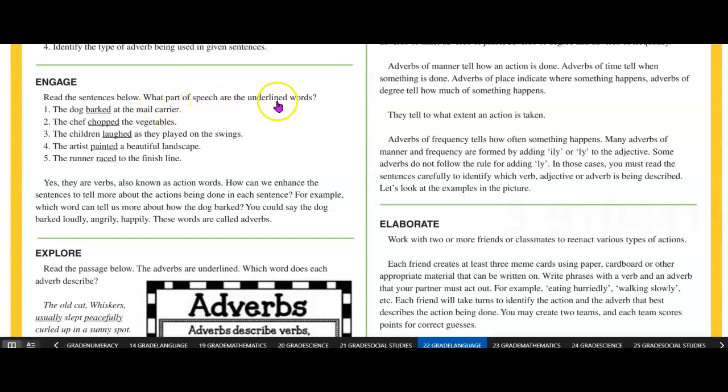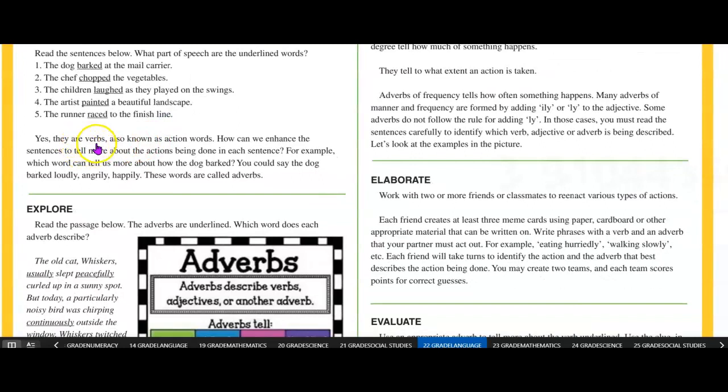What part of speech are the underlined words? The dog barked at the mail carrier. Barked. That's a verb. Today I bark. Yesterday I barked. The chef chopped the vegetables. Chopped. A verb again. The children laughed as they played on the swing. Verb. The artist painted a beautiful landscape. Verb. The runner raced to the finish line. Verb. Yes, they are verbs, also known as action words.